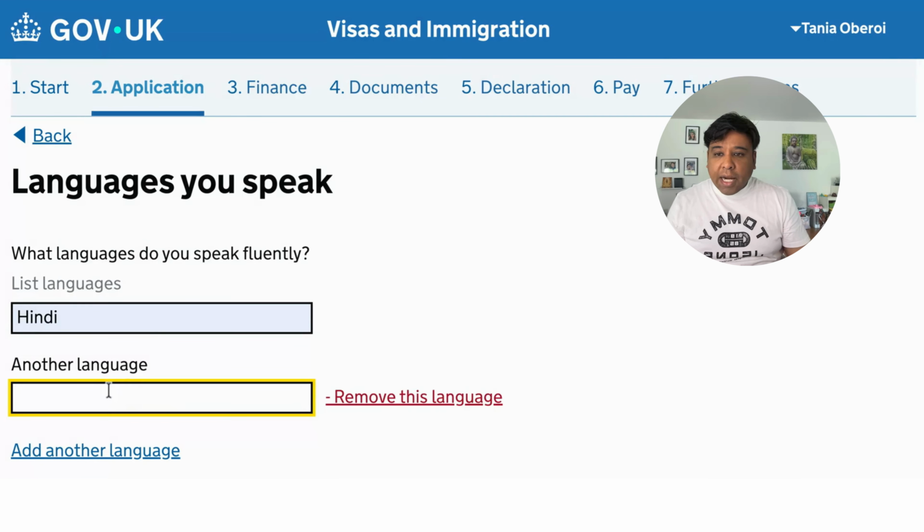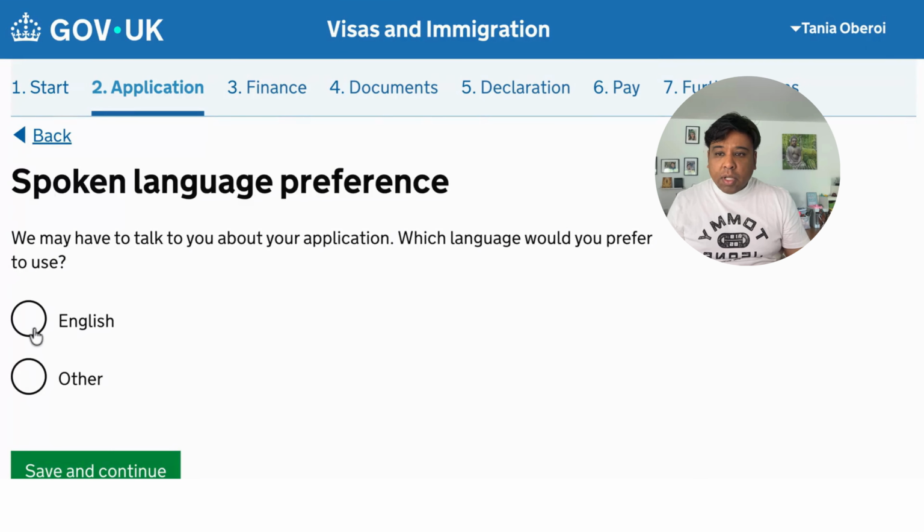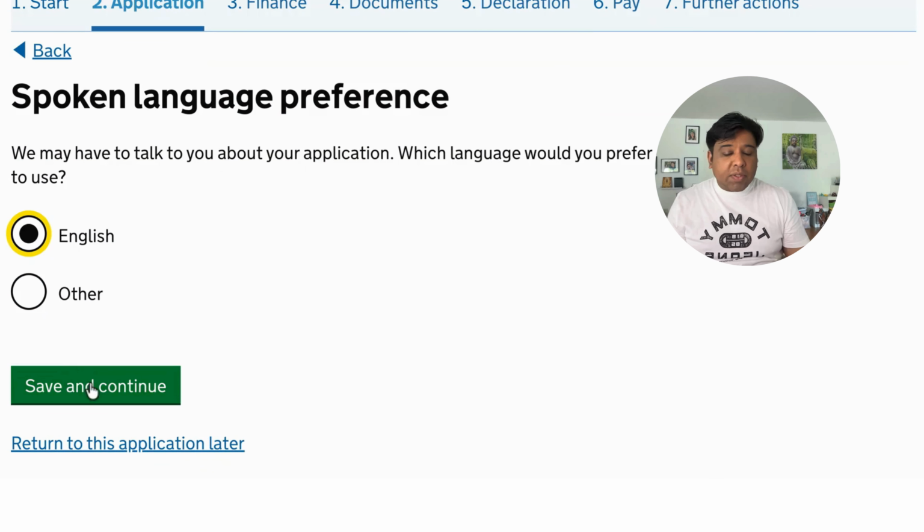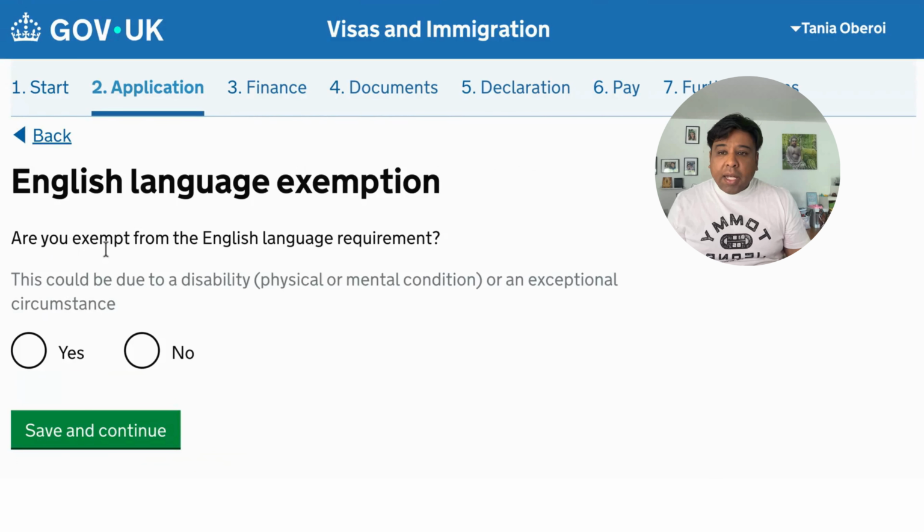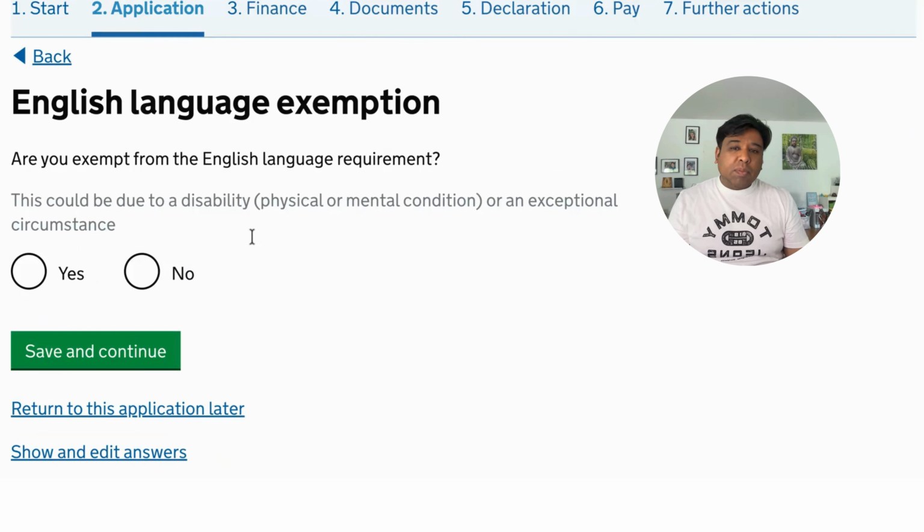Which languages do you speak? Add another language if you speak Marathi. We may need to talk to you about your application. Which language would you prefer? Try to stick to English because that is expected of you. And are you exempt from English language requirements? This is for people who have a disability, but normally the answer would be no.